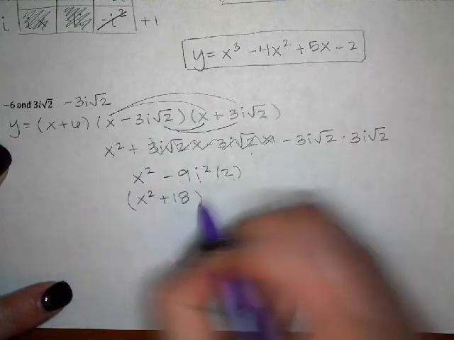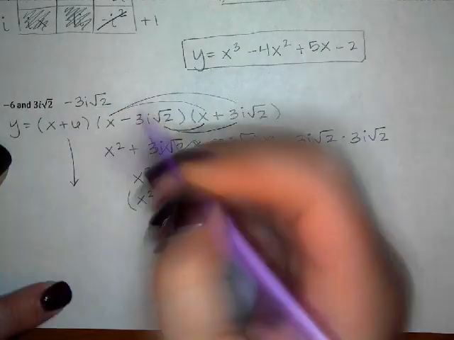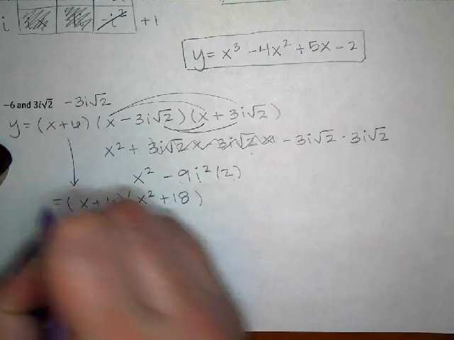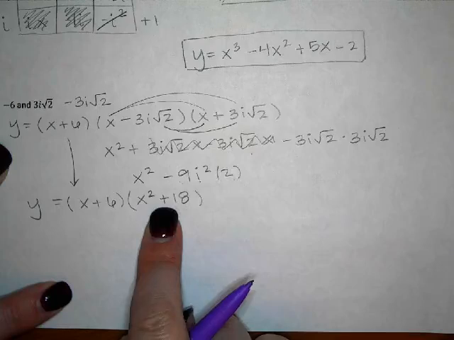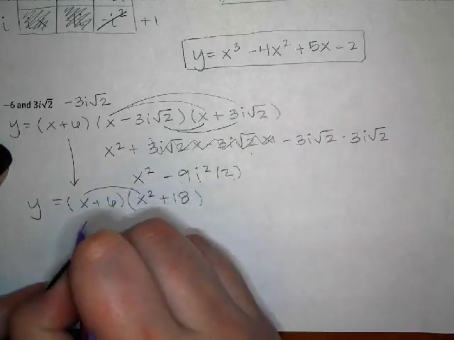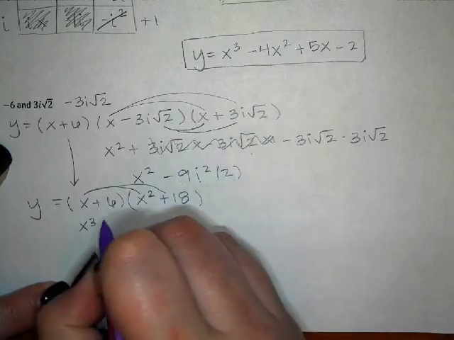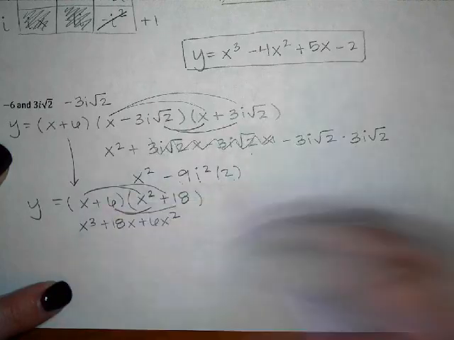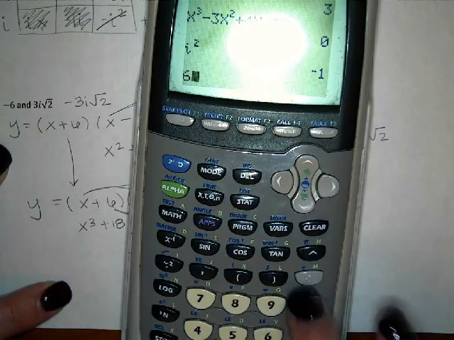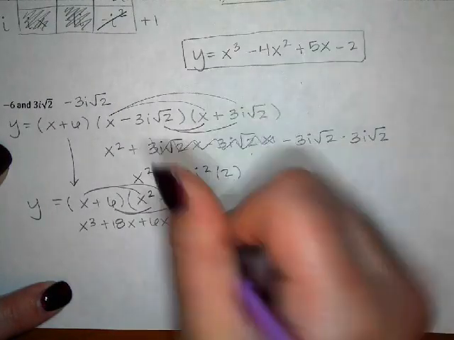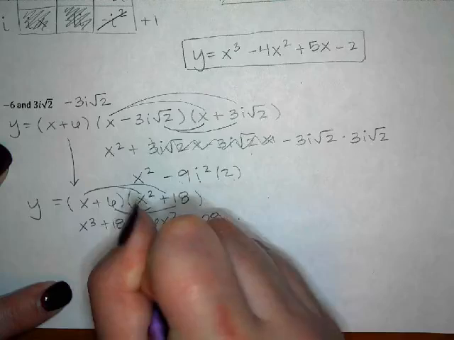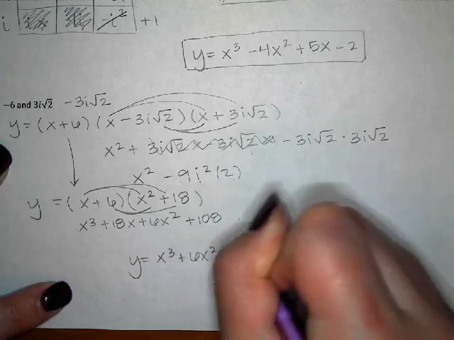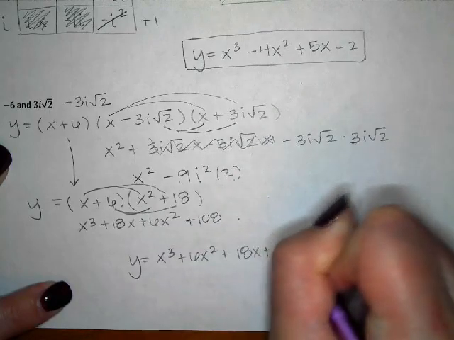And I can FOIL these again because I still just have 2 terms times 2 terms. x to the third, 18x, 6x squared, something bigger than I know, 108. So the polynomial function is x to the third plus 6x squared plus 18x plus 108. And if you wanted to double check it, you could graph it in your calculator and make sure that it has an x-intercept at negative 6.